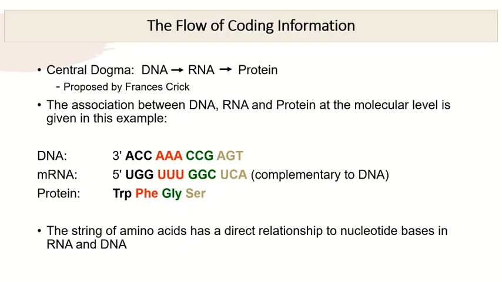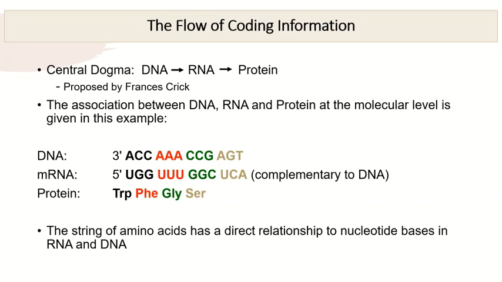Francis Crick, the scientist we met during DNA replication, proposed a theorem we call the central dogma. The central dogma describes how the DNA produces RNA, and later the RNA produces protein. The association between DNA, RNA and protein at the molecular level can be shown with this example.